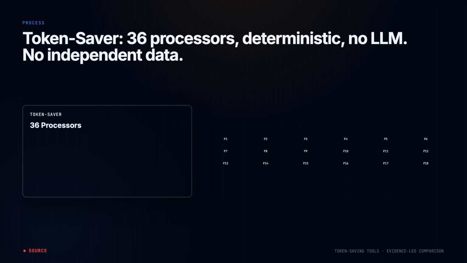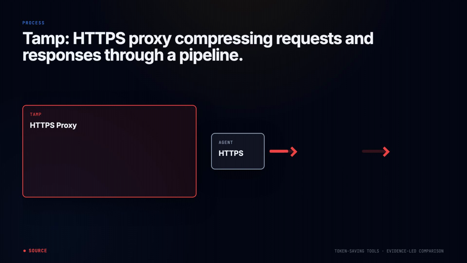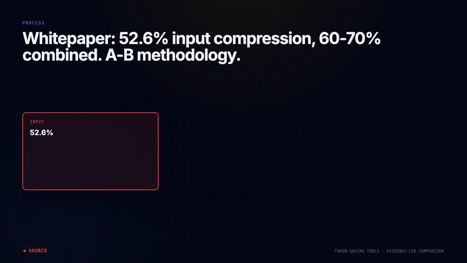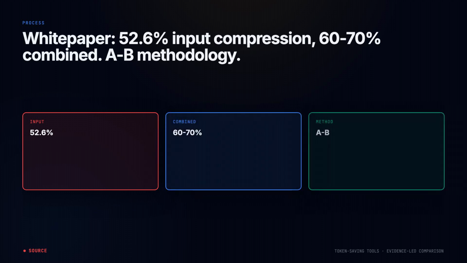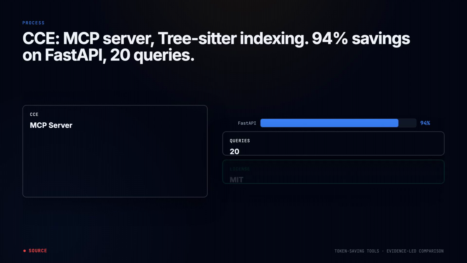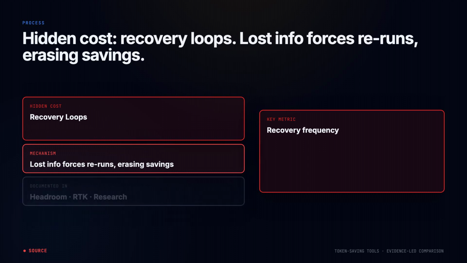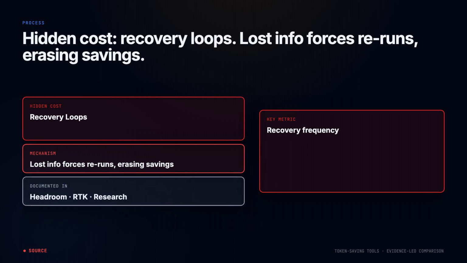No independent data exists. Tamp is an HTTPS proxy compressing both requests and responses through a configurable pipeline. White paper reports 52.6% input compression and 60 to 70% combined. A/B methodology. Code Context Engine is an MCP server indexing code bases with tree-sitter. 94% savings on FastAPI across 20 queries. The hidden cost is recovery loops. Lost information forces reruns, costing additional tokens that erase savings.